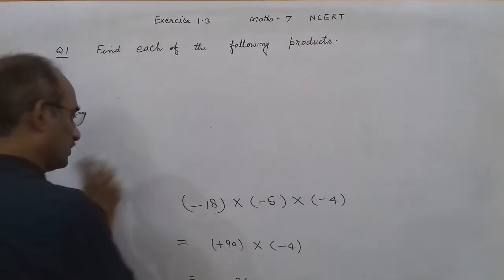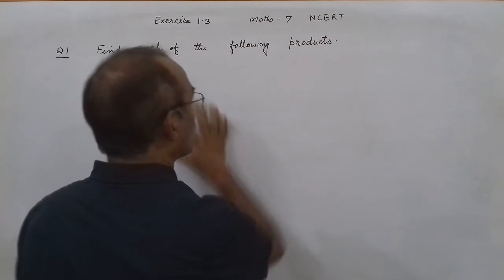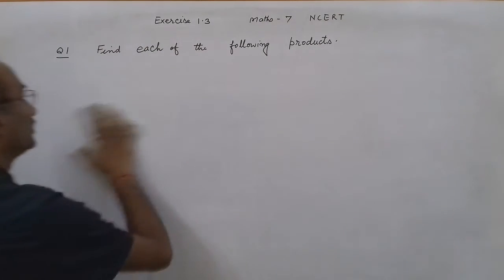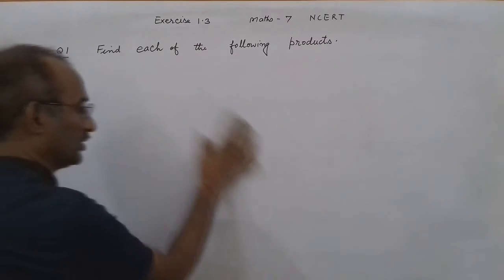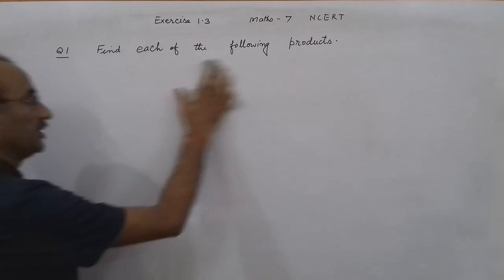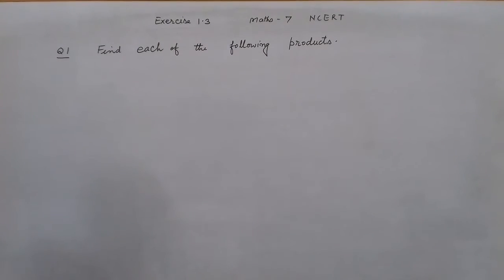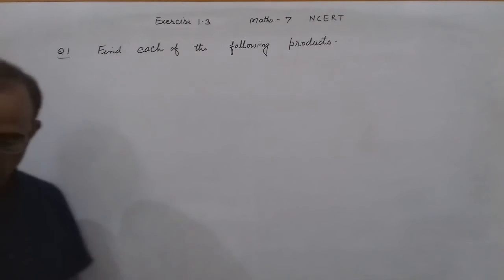Multiplication of integers is very easy, but you have to follow some rules like the product of two negative integers is always positive. Product of a positive integer and a negative integer is always negative.